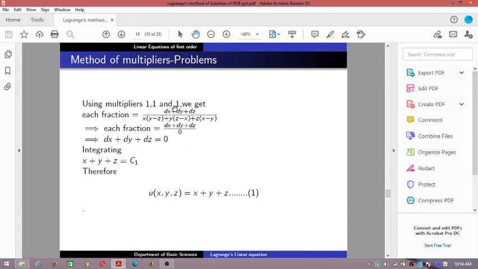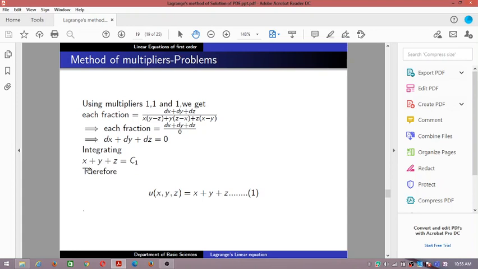That is, the multipliers are good multipliers, because Lp plus Mq plus Nr is equal to 0, and L is either a constant or purely a function of x, M is either a constant or purely a function of y, N is either a constant or purely a function of z. Both the conditions are satisfied. Therefore, we can write this expression as dx plus dy plus dz divided by 0, or dx plus dy plus dz is equal to 0. Now it is directly integrable.